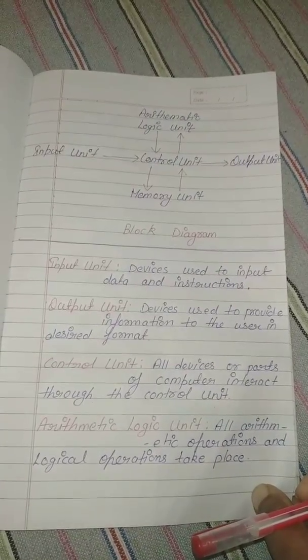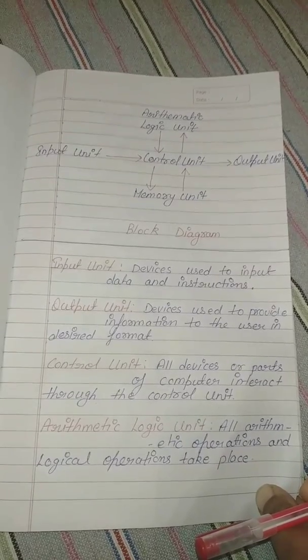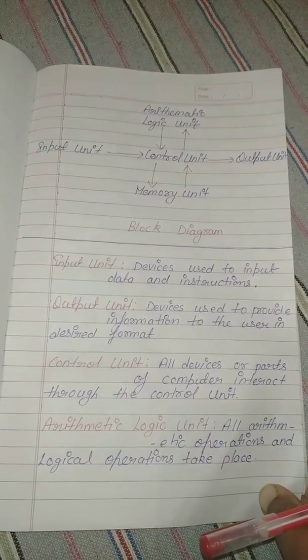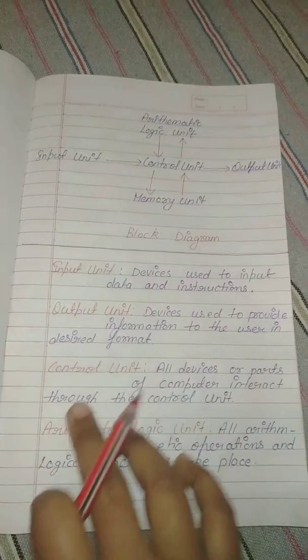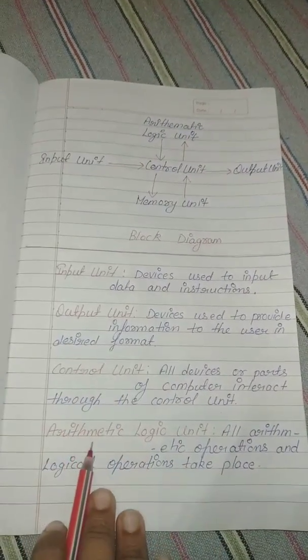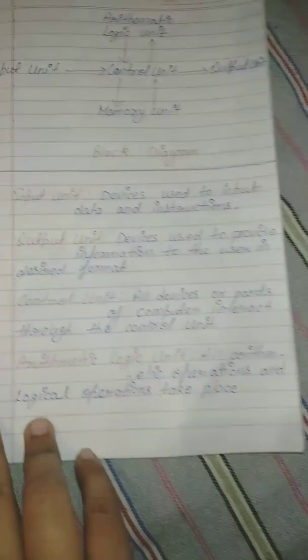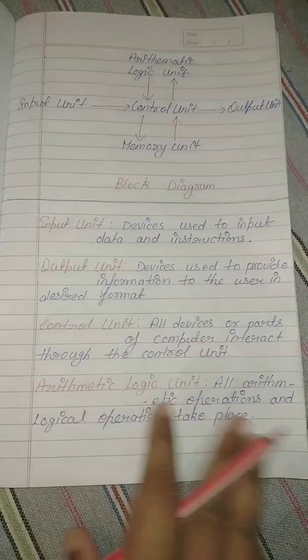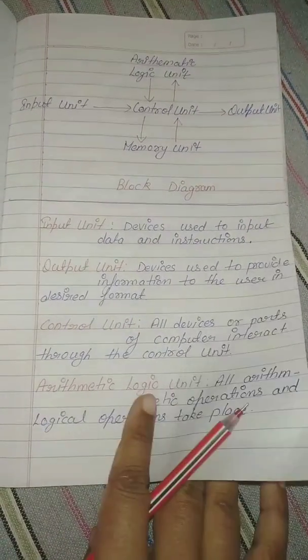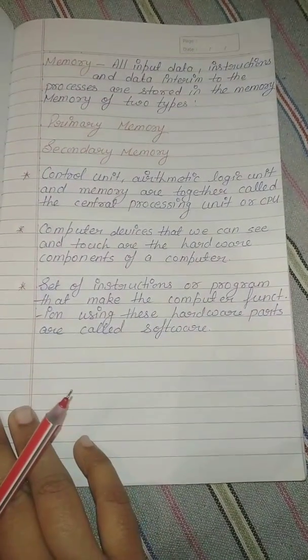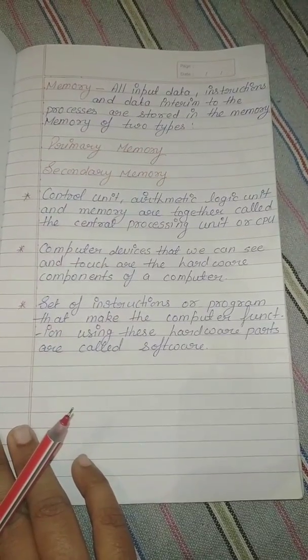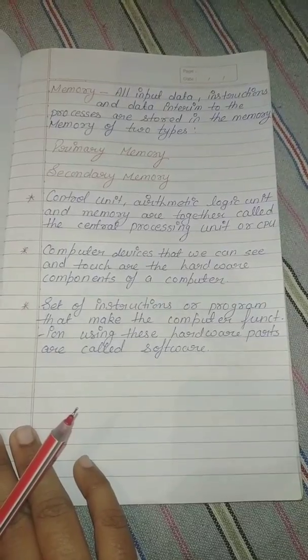The memory is of two types: primary memory and secondary memory. The input unit could be your keyboard or mouse. The output unit could be your printer or your monitor. These are some of the things that you should keep in mind about a computer. The control unit, the arithmetic logic unit, and the memory unit are together called the CPU, or the central processing unit.